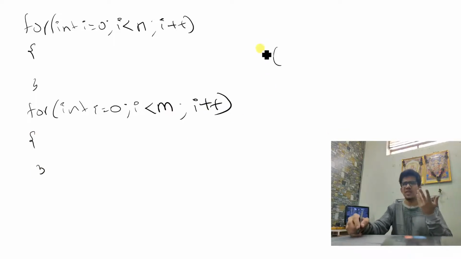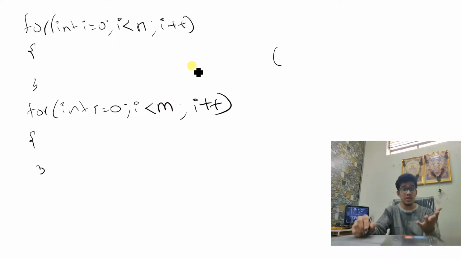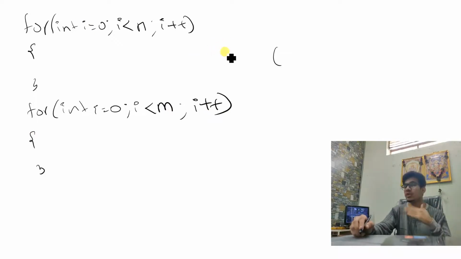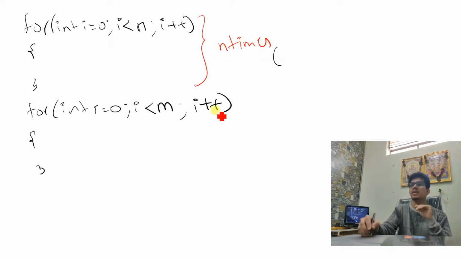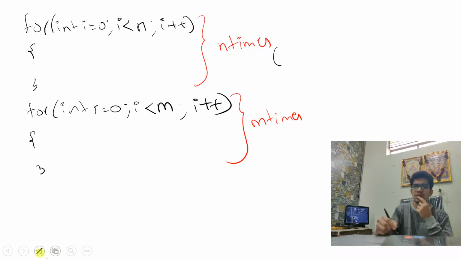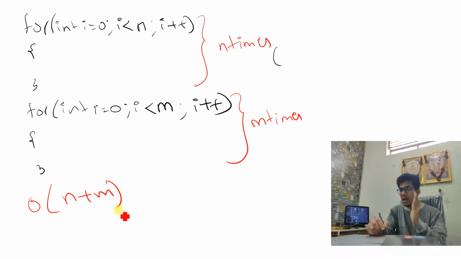Now definitely our n value and m value can be different. n value can be 5, m value can be 1 crore. We can't imagine n and m values to be exactly the same. So what do we have to do? We first think how many times it takes to execute this. It takes n times, and for this it takes m times. So now I should think, it is order of n plus m.